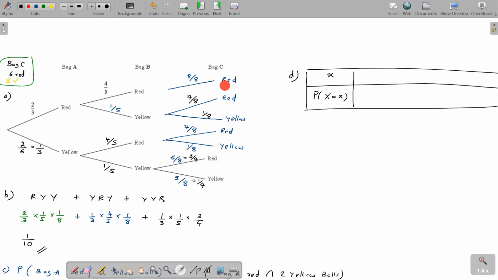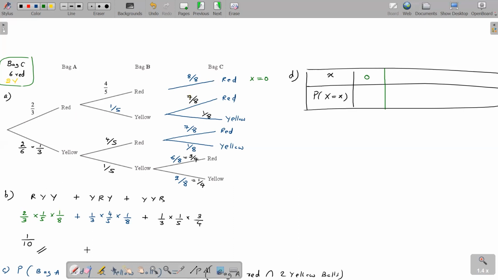In the first branch, what are we recording? From bag A, we record red. From bag B, we record red. From bag C also, we record red. X is the variable that gives the number of yellow balls. So in the first branch, how many yellow balls are there? 0. So X equals 0 is one probability. In this particular branch, X is 0, because the number of yellow balls recorded in that branch is 0.